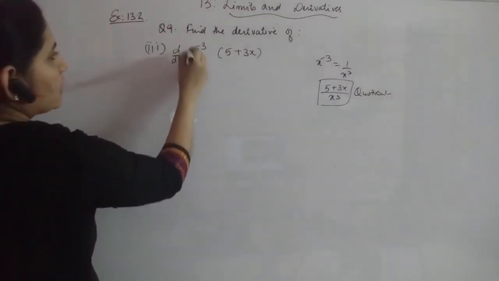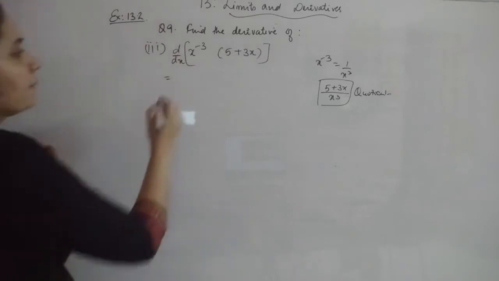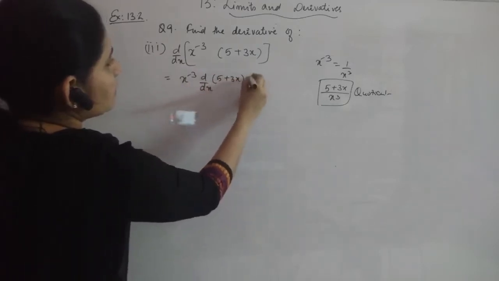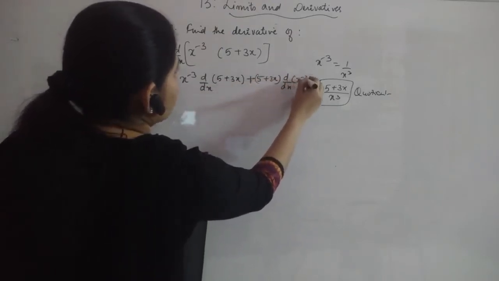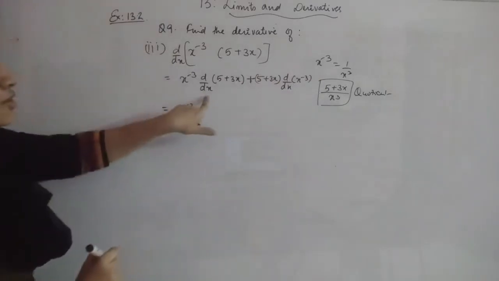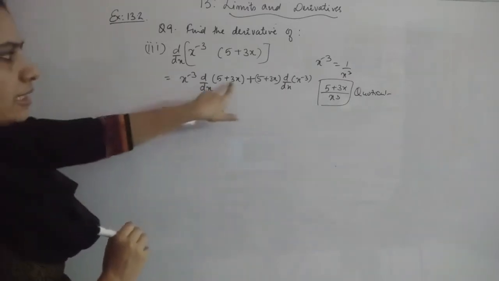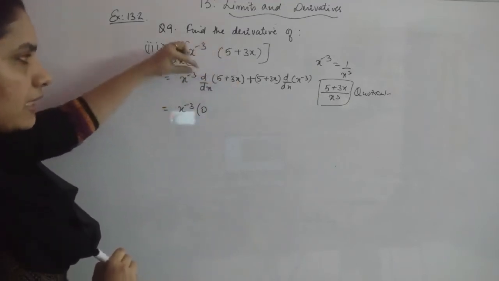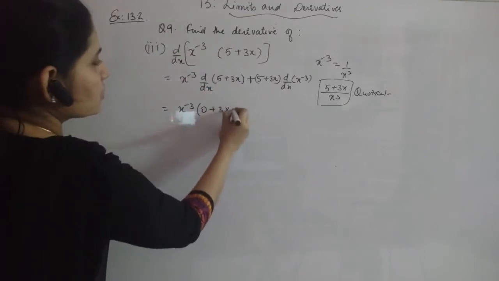Okay, so we have to find out the derivative of this. Or else one more thing, you can just multiply each term and then also you can continue with it. So derivative of this will give you x raised to minus 3 into derivative of 5 plus 3x plus 5 plus 3x into derivative of x raised to minus 3, which is equal to x raised to minus 3 into derivative of, again you have two terms, means each of the terms you can differentiate with respect to x. First term is 5, that means it is a constant, and derivative of constant is 0. Second term is 3x, of which 3 is a constant. You can take 3 out, that is d by dx of 3x can be taken as 3 into d by dx of x, and derivative of x with respect to x is 1. So you will get here 3 into 1.